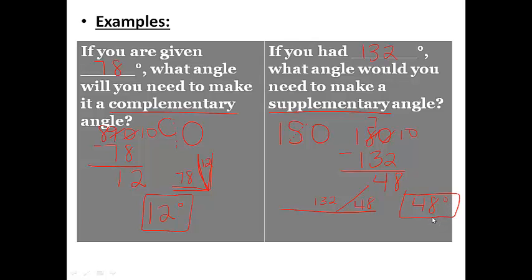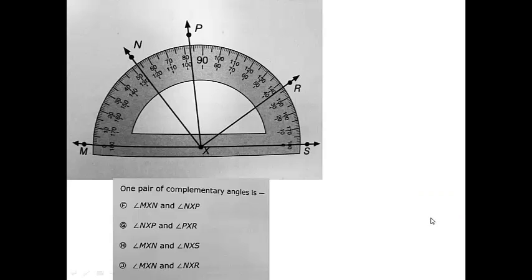Two simple problems. Let's look at this one. This is something that you might see. And it's a little bit trickier, but we're going to get it. It's going to give you this picture, and it's going to say one pair of complementary angles is, and it lists all this stuff, which looks really confusing. But when you see this, I want your first step to be to measure out each angle.